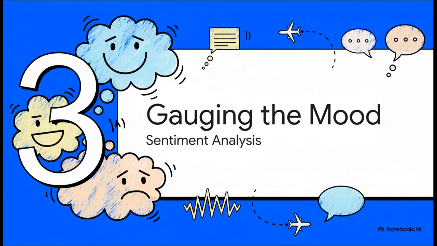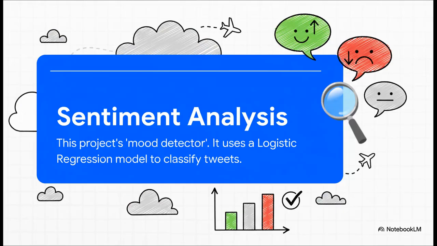All right, so let's get into the first part of the analysis, gauging the mood. The system's first job was to answer a really simple question. Were these passengers happy, angry, or just kind of neutral? To do this, it used a technique called sentiment analysis, which you can just think of as the project's mood detector. It's a machine learning model, specifically a logistic regression model, which is a really common and reliable way to train a computer to read a tweet and slap a label on it: positive, negative, or neutral.